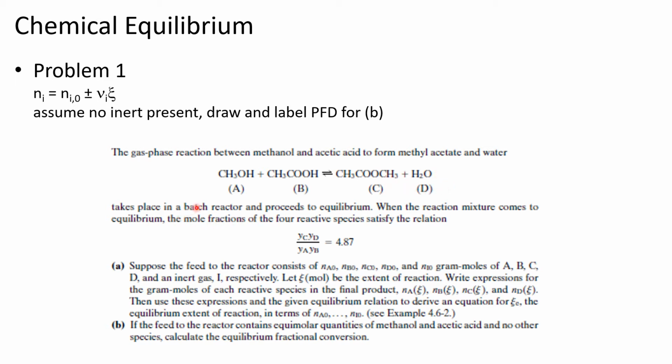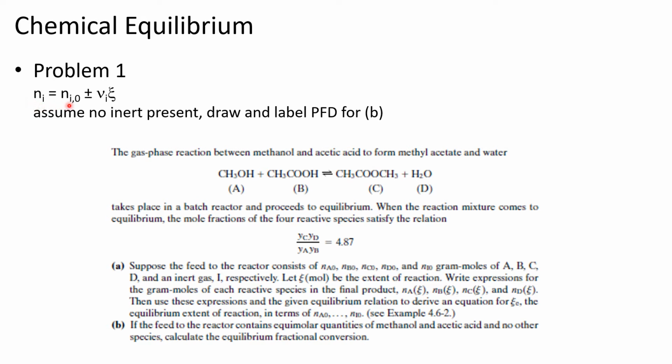So this reaction takes place in a batch reactor, and it proceeds to equilibrium. When the mixture is at equilibrium, the ratio of the mole fractions, the product of the mole fractions given here, is equal to 4.87. So we'll take the mole fraction of the methyl acetate, multiply that by the mole fraction of water, and then divide that by the mole fraction of methanol at equilibrium and the mole fraction of acetic acid. We're going to solve this problem using extent of reaction.